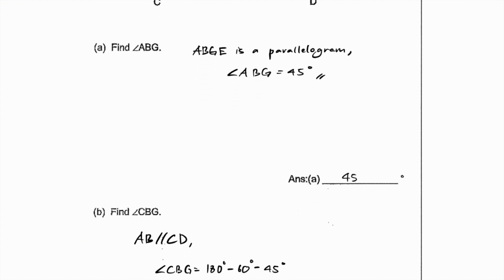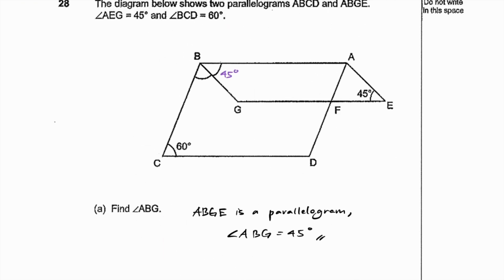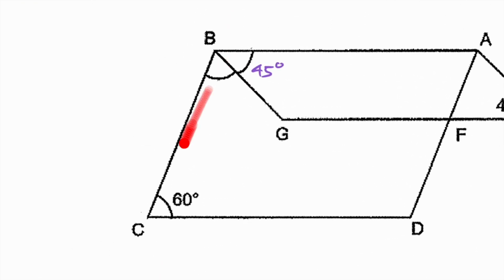The next thing we can do is to say, because AB is parallel to CD, CBG must therefore be 180 minus 60 minus 45. Because this is a parallelogram, these 1, 2, 3 angles must add up to 180. So take 180 minus 60 minus 45, you will get CBG.